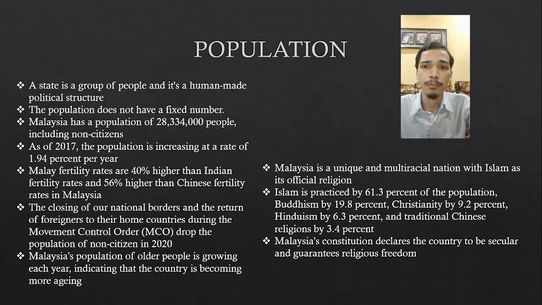East Malaysia has 5.72 million people, while Peninsular Malaysia has 22.5 million. As of 2017, the population is increasing at the rate of 1.94% per year. The fertility rates of the three main Malaysian communities, which are the Malay, Indian and Chinese, are as follows. Malay and Bumiputera women have 2.4 children, Chinese women have 1.4 children, and Indian women have 1.8 children. Malay fertility rates are 40% higher than Indian fertility rates and 56% higher than Chinese fertility rates in Malaysia.